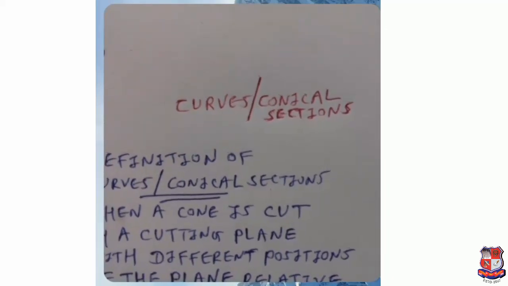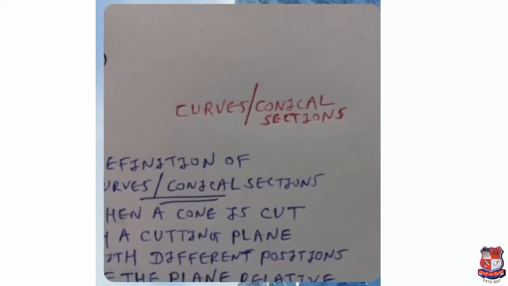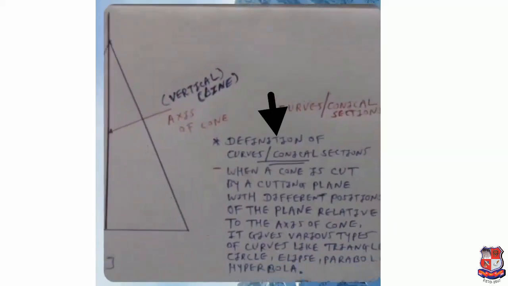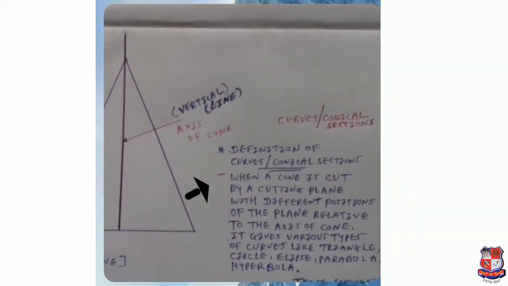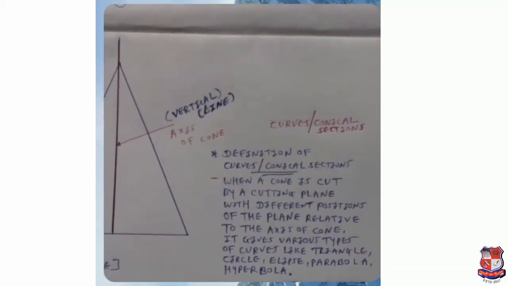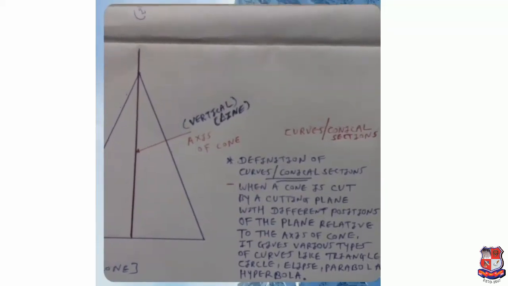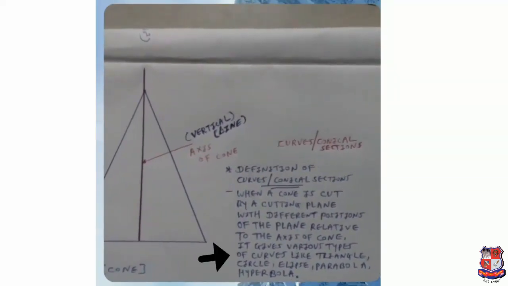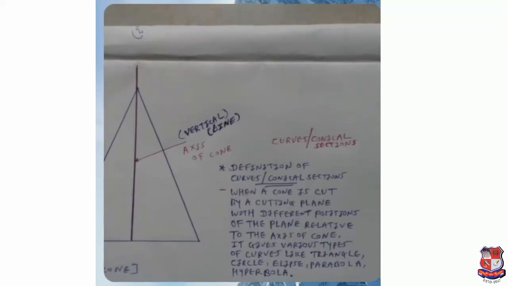Now we will talk about curves or conical sections. So first, what is the definition of curves or conical sections? So let's see. Here the definition is given: when a cone is cut by a cutting plane with different positions of the plane relative to the axis of the cone, it gives various types of curves like triangle, circle, ellipse, parabola, hyperbola. Understood?